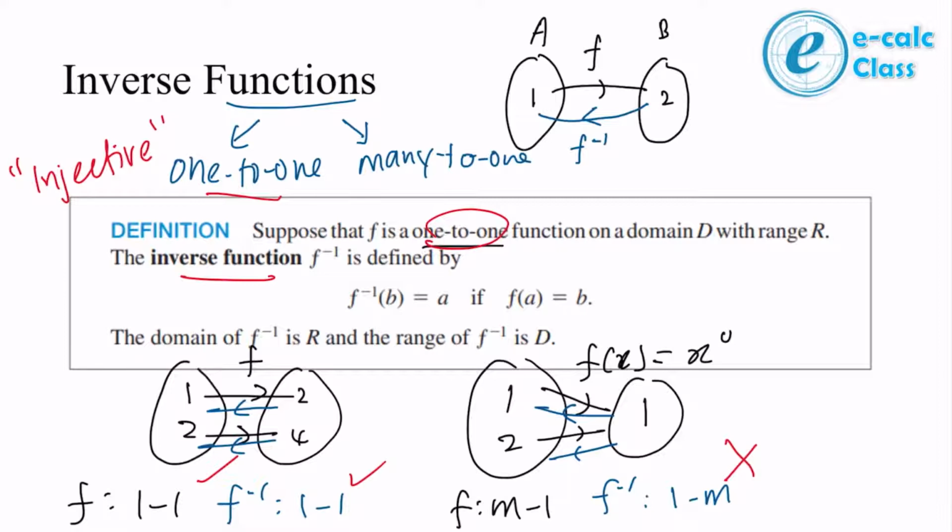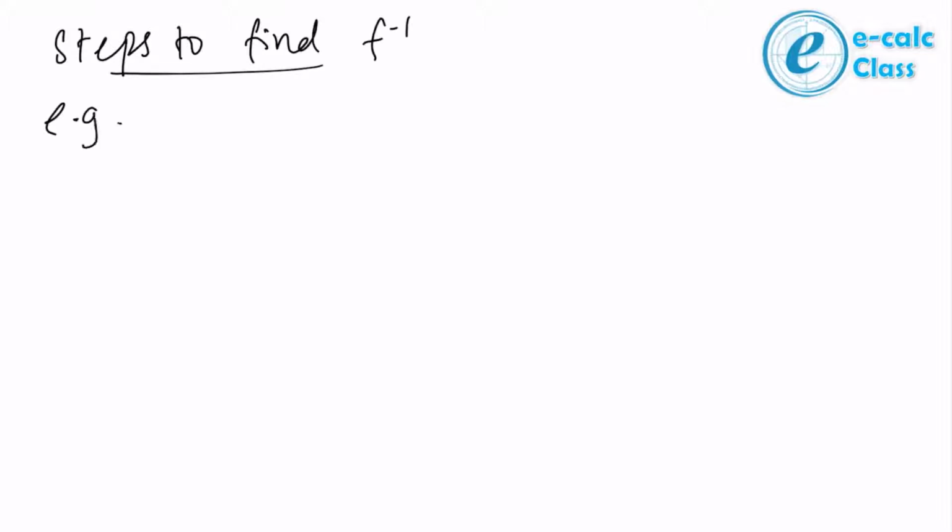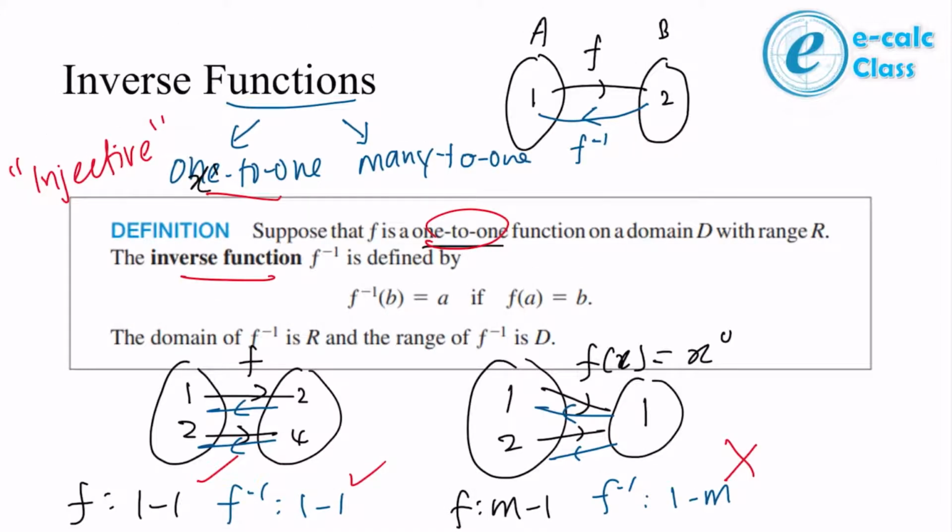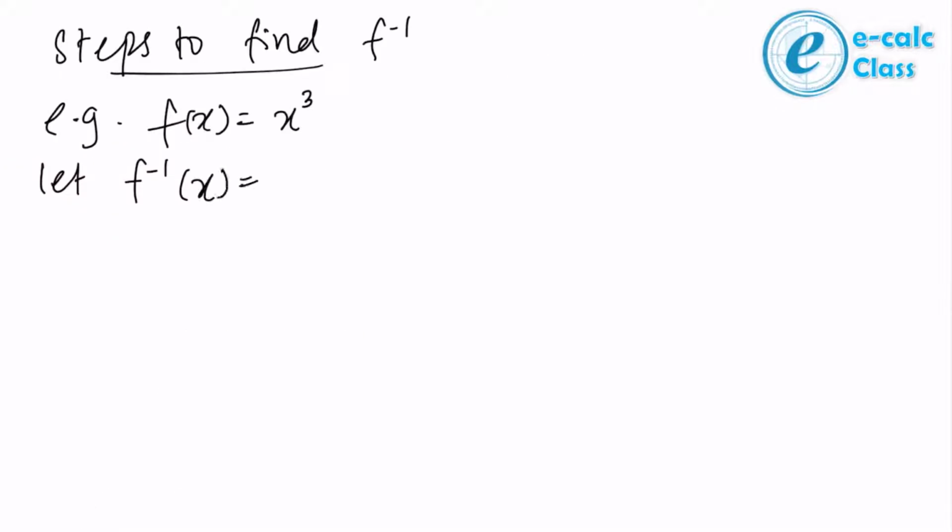So let's go through very quickly what the steps are to find the inverse function, find f inverse. Suppose we have a very simple function, f of x equals x cubed. You realize I didn't take x squared because x squared is not injective. What you usually do, the traditional way, is you let f inverse of x be y, so that f of y is x, right?